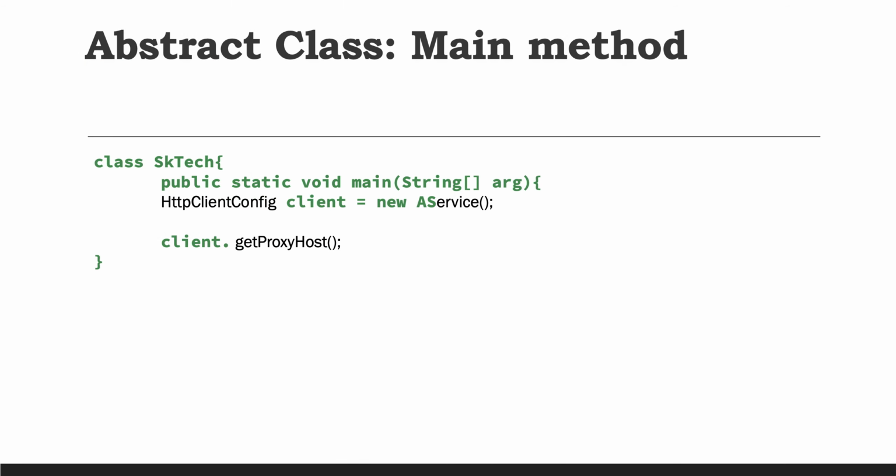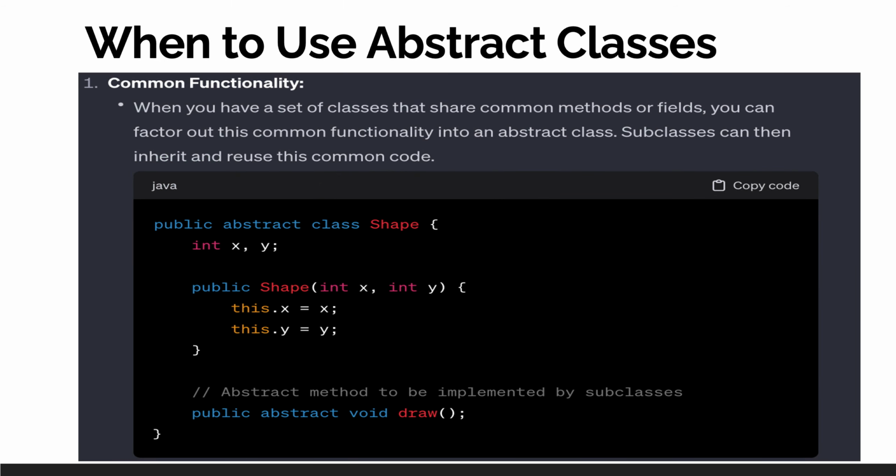Now let's see some use cases in which scenarios we can go for abstract classes and what are the advantages of using them. So the first advantage we can see here is common functionality. When you have a set of classes that share common methods or fields, you can factor out this common functionality into an abstract class, and subclasses can then inherit and reuse this common code, like what we have seen in the earlier example also, right? In the HTTP client config we have provided some common implementation, and also some methods that subclasses have implemented.